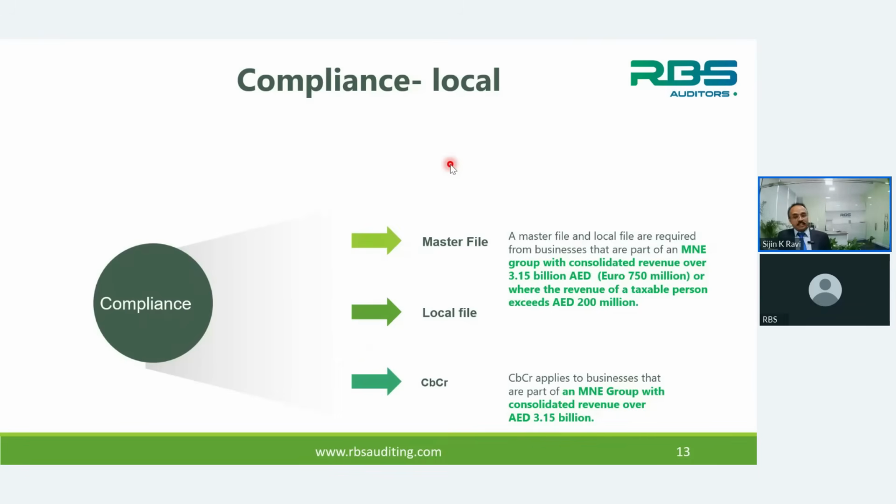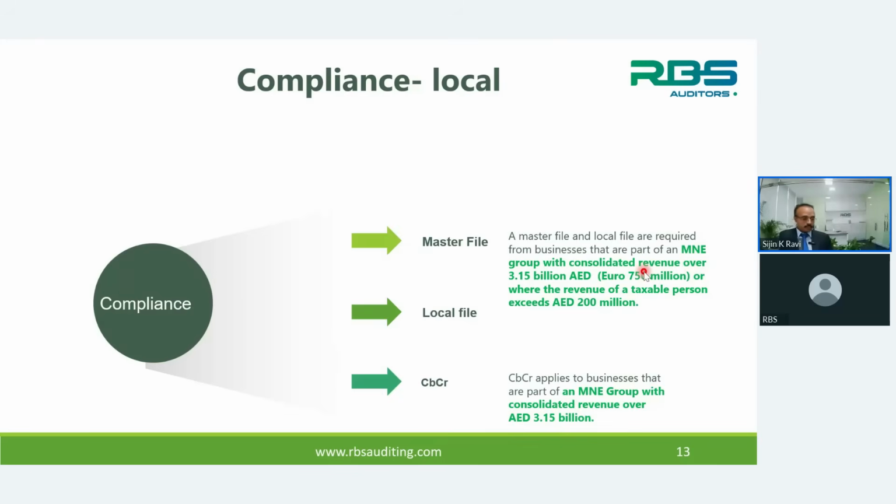The master file applies to an MNE group with a consolidated revenue of 3.15 billion, that is equal to 750 million euros, or where the revenue of a taxable person exceeds AED 200 million. So if it is not an MNE company, and the revenue of the taxable person exceeds 200 million, then automatically TP will be applicable. You have to prepare a master file for that. Or for an MNE company, straight away 3.15 billion or 750 million euros.